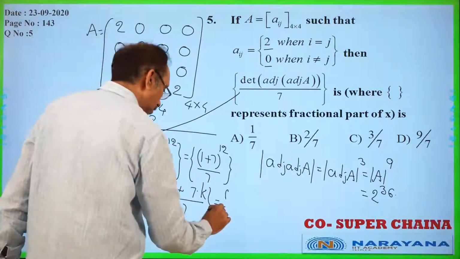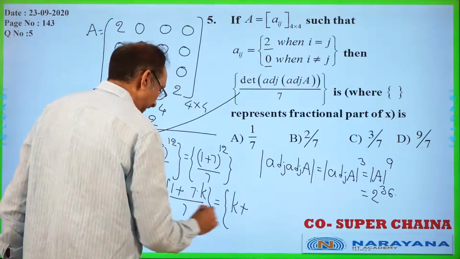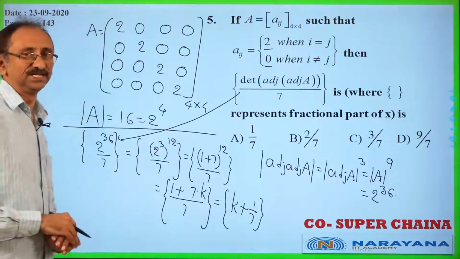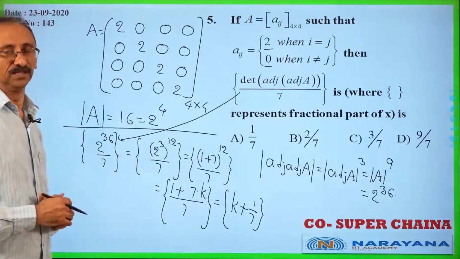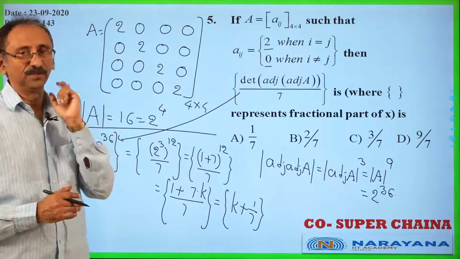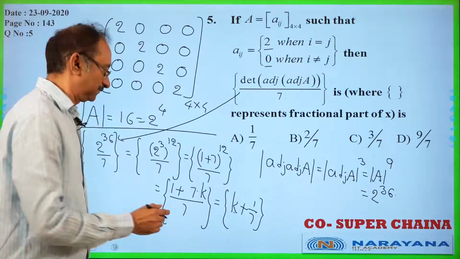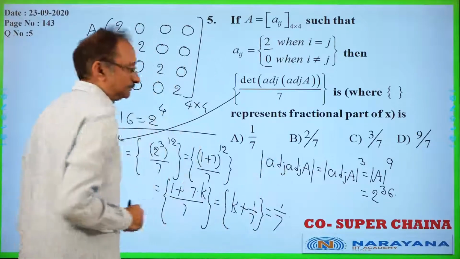So that is equal to 7k by 7, k is a natural number, plus 1 by 7. And so tell me, what is its fractional part? What is the fractional part of 4.3? 0.3. What is the fractional part of 5 plus 1 by 3? 1 by 3. Just like that, natural number plus 1 by 7, so its fractional part is 1 by 7.